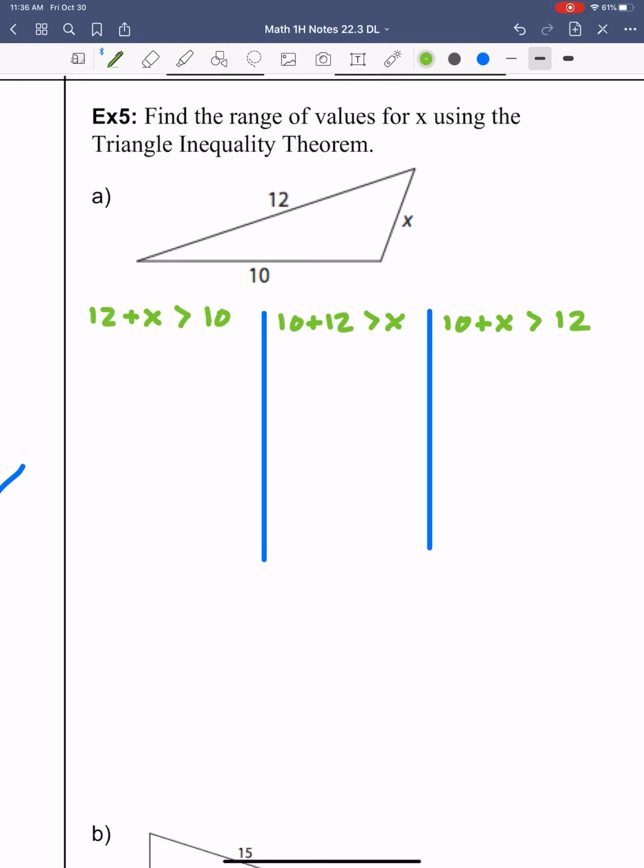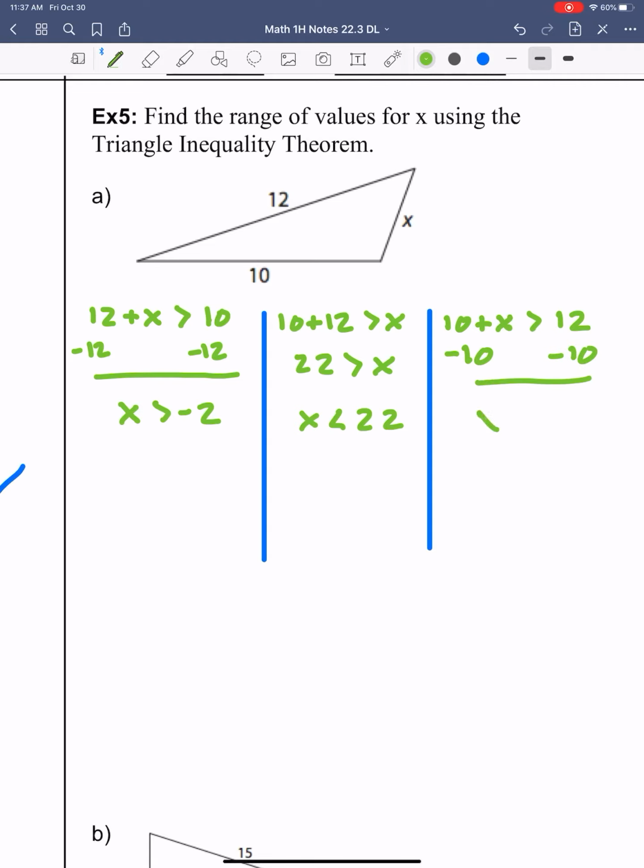And so then I'm going to go ahead and simplify these, and we're going to come up with a range of values for x here. So this first one here, I would subtract 12. Okay, and I would end up with x has to be greater than negative 2. Over here, we're going to end up with, let's see, 22 is greater than x. Okay, the other way I could write that is that x is less than 22, right? Those are the same things there. And then over here, I would subtract 10 and end up with x is greater than 2.